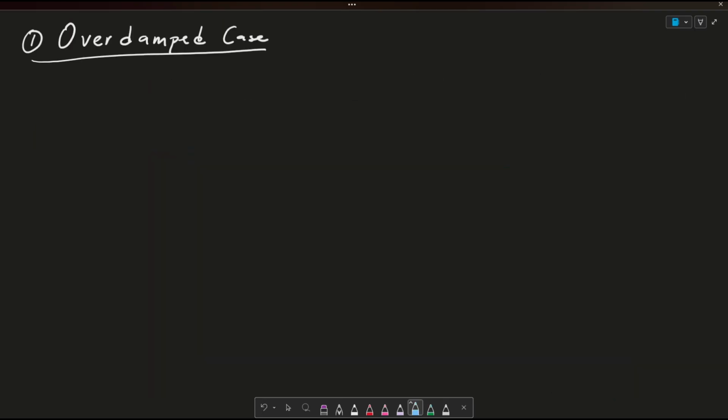Okay, the first case we consider is the overdamped case. And for this case, we say that alpha is greater than omega naught. And so what we want to do is write some equations and graphs for this natural response of the voltage v of t for the overdamped case.